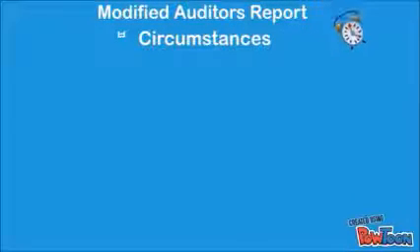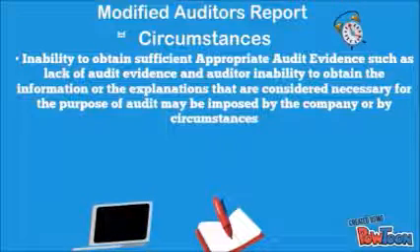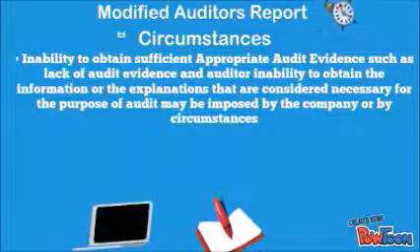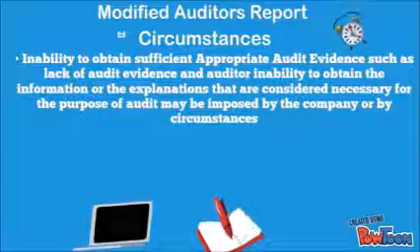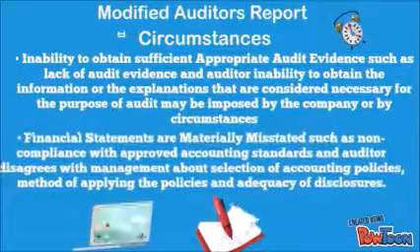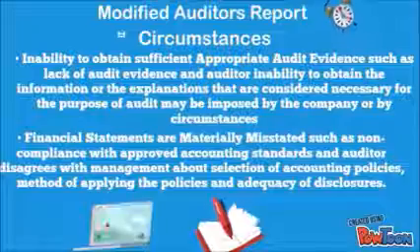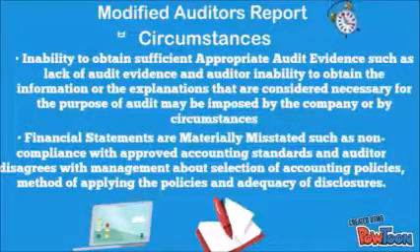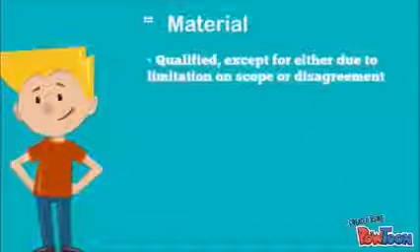Circumstances. Inability to obtain sufficient appropriate audit evidence, such as lack of audit evidence and the auditor's inability to obtain the information or the explanations that are considered necessary. Financial statements are materially misstated, such as non-compliance with approved accounting standards and the auditor disagrees with management. Next, the material.